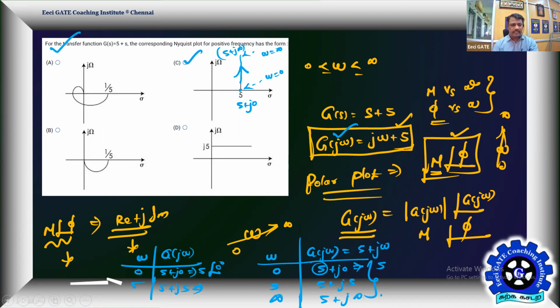So let us do the next problem. The answer is clearly option C. There is little chance for any aspirant to commit a mistake in this problem.